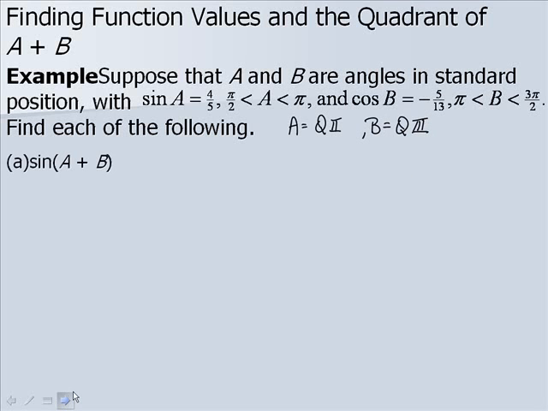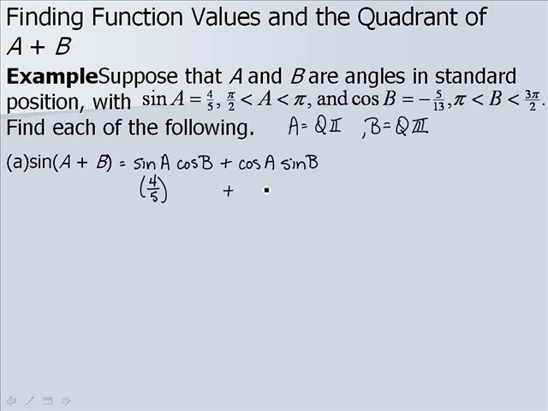We'll want to find each of the following. First, we want to find the sine of a plus b. We know that that is equal to the sine of a cosine of b plus cosine of a sine of b. Now in this, we've already got the sine of a. We know that it's 4/5.